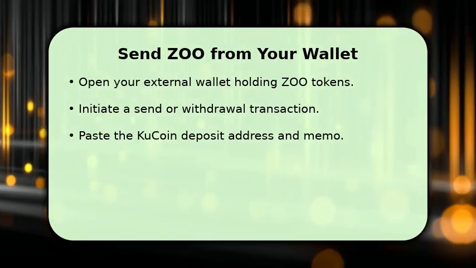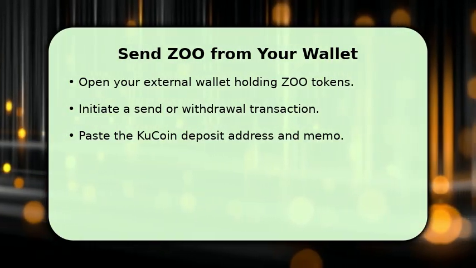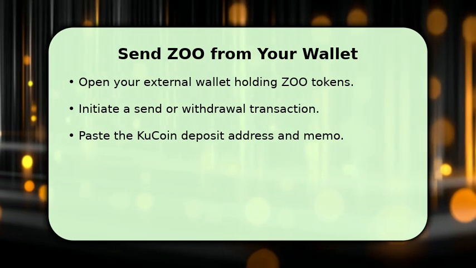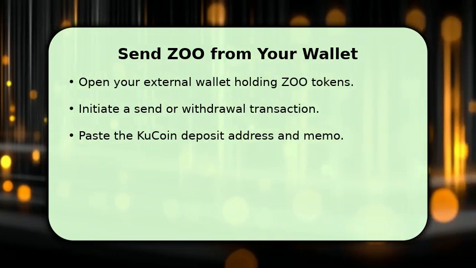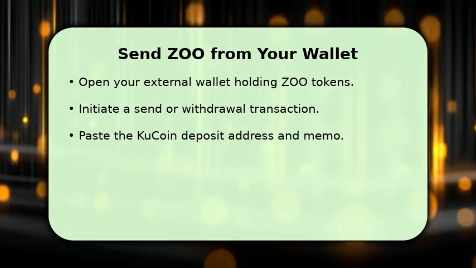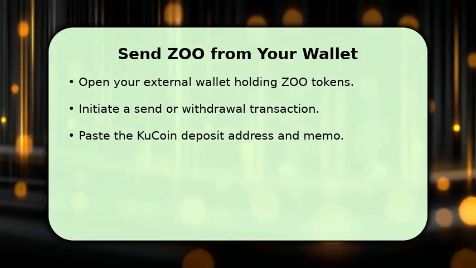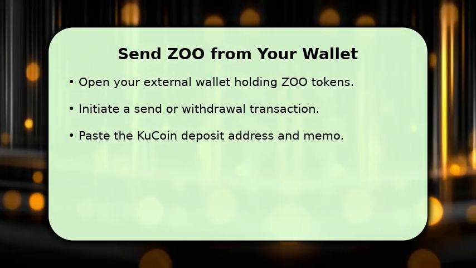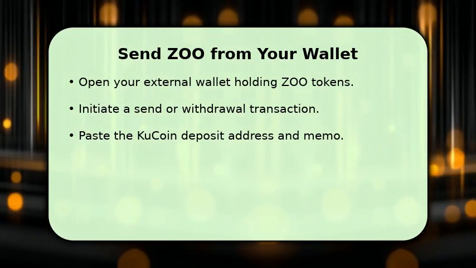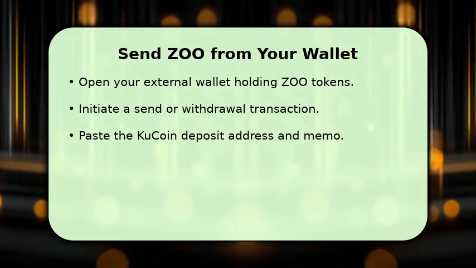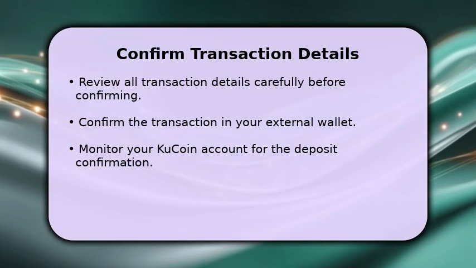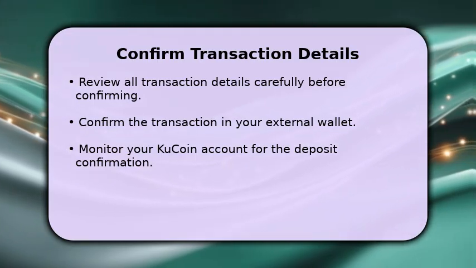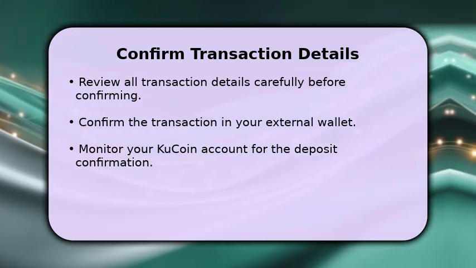Locate the option to send or withdraw tokens. Paste the KuCoin deposit address you copied earlier into the recipient field. If a memo or tag was provided by KuCoin, enter it into the corresponding field in your wallet. Double-check that the network selected in your external wallet matches the Tunjet network you chose on KuCoin. Before finalizing, take a moment to thoroughly review all the transaction details, including the address, memo, network, and amount.